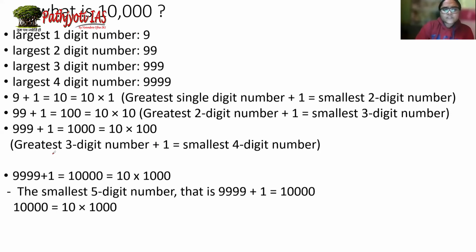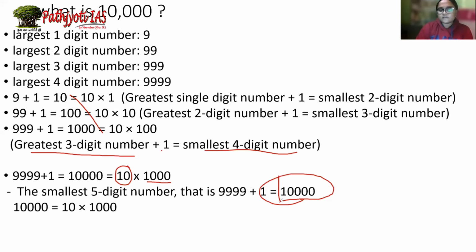So if we see, this entire thing has a pattern in itself. The greatest three-digit number plus 1 will give the smallest four-digit number. Accordingly, we can understand that if we have 9999, plus 1 will give 10,000. And 10,000 is basically 10 multiplied by 1,000. So that is about it. And then the smallest 5-digit number: this is the smallest 5-digit number. 10,000 is nothing but the smallest 5-digit number.